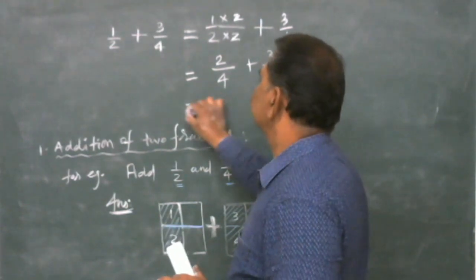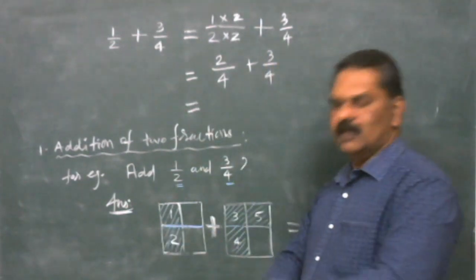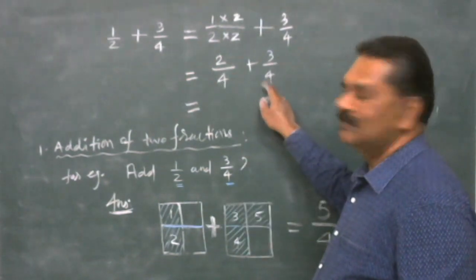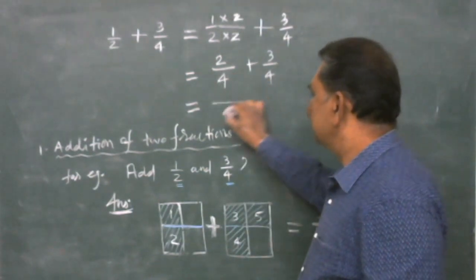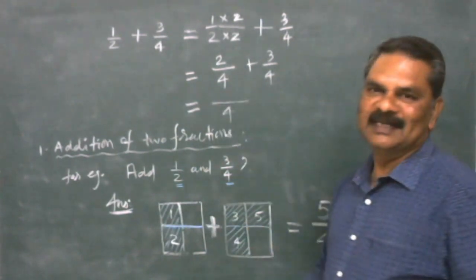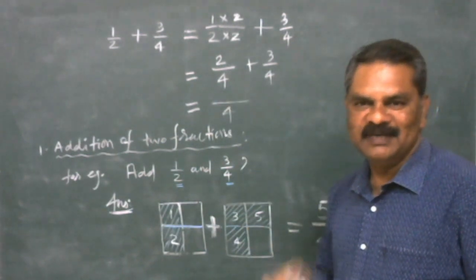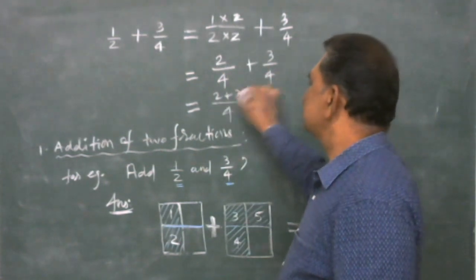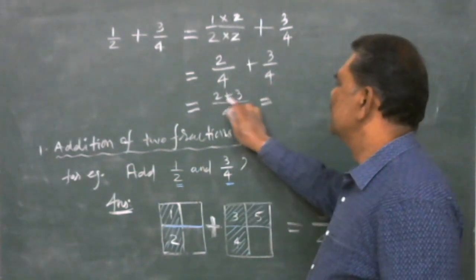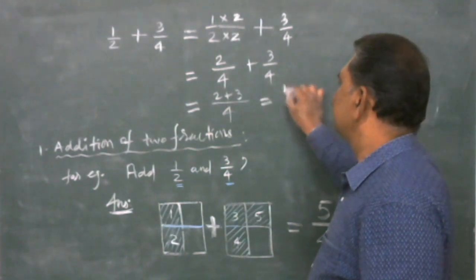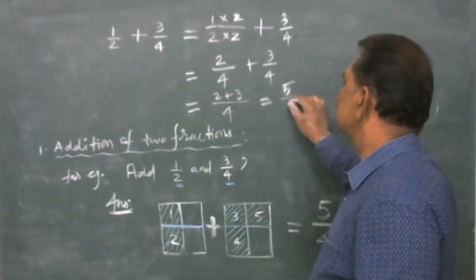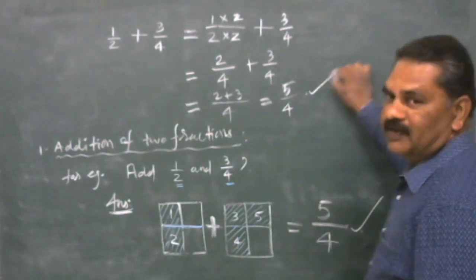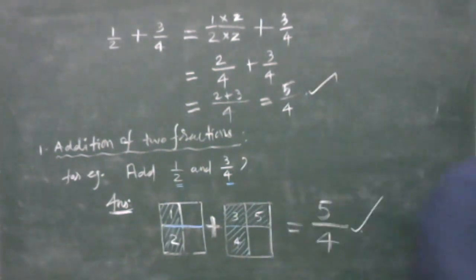Now what happened? The denominator is the same, so the denominator has no change. You see 4 equal things are there, so we should keep the same denominator and add only the numerators. That is the rule. 2 plus 3. So the answer is 2 plus 3 is 5, and the denominator is how much? It's 4, 5 by 4. You see the answer here also 5 by 4, here also 5 by 4.